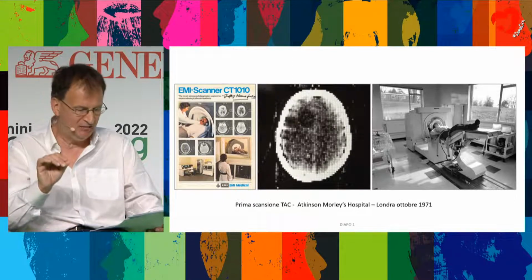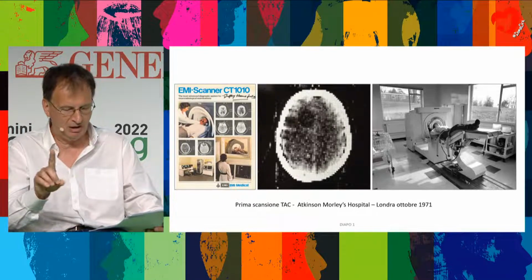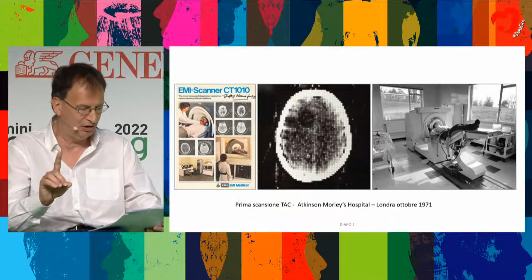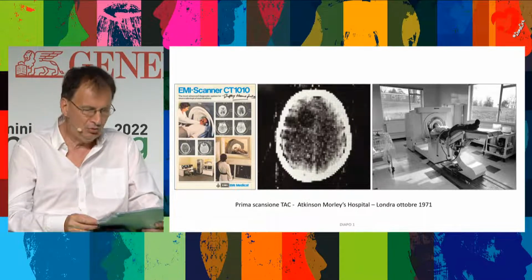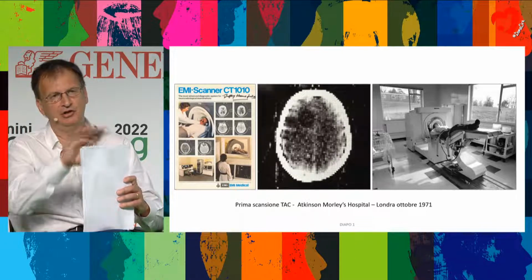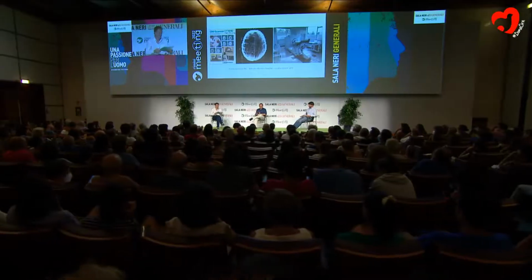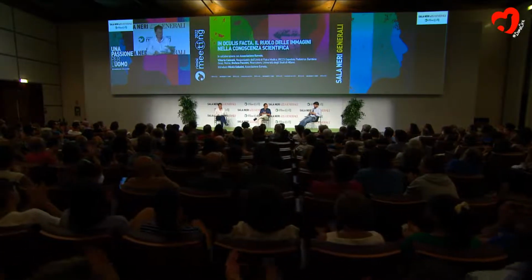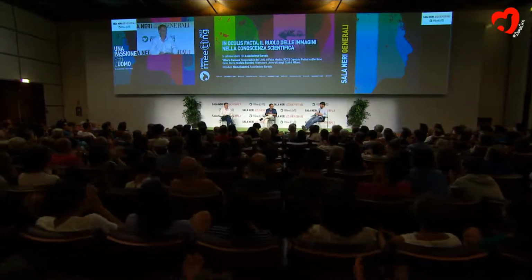In 1979, Hounsfield was awarded the Nobel Prize in Medicine together with Alan Cormack. And that was the beginning of a new era. So digital imaging diagnostics, which is now irreplaceable in the field of medicine.